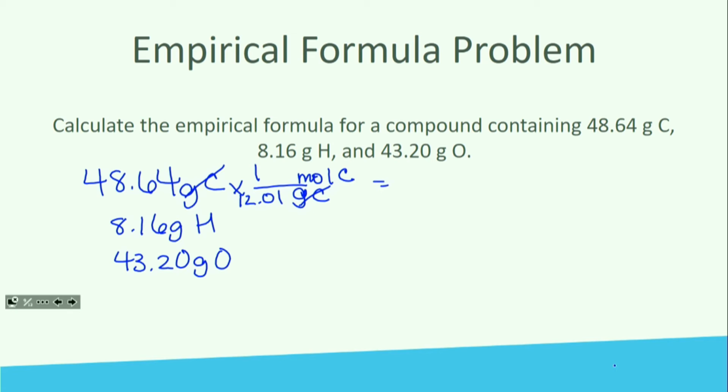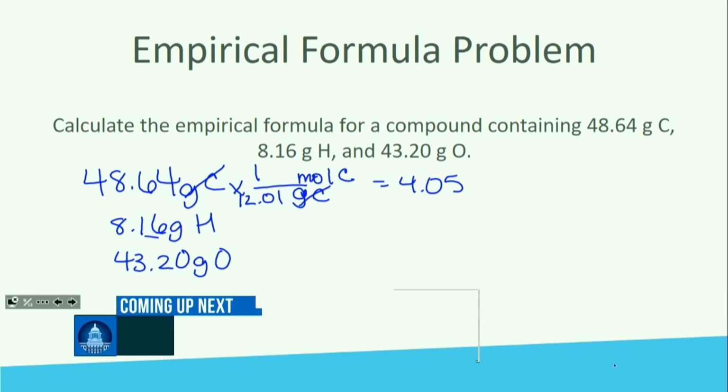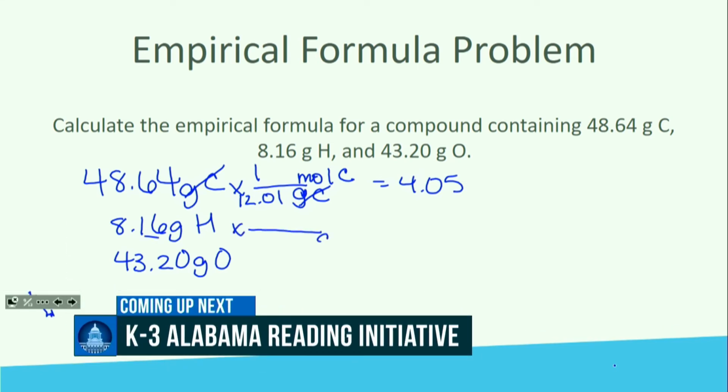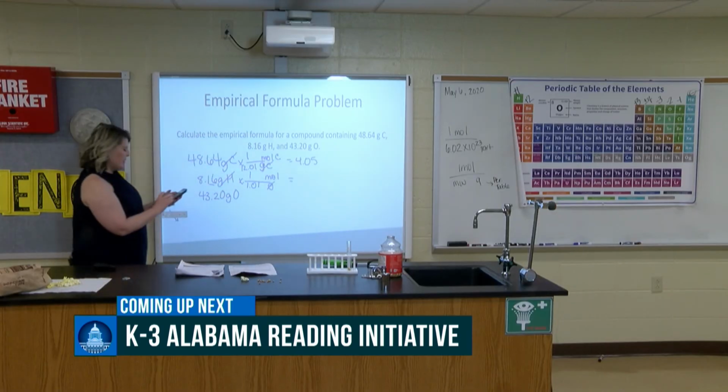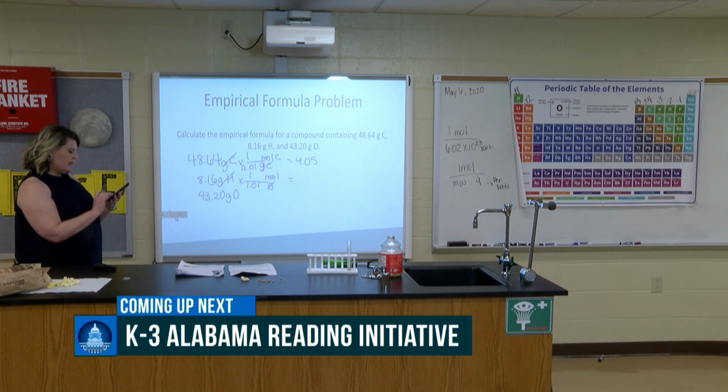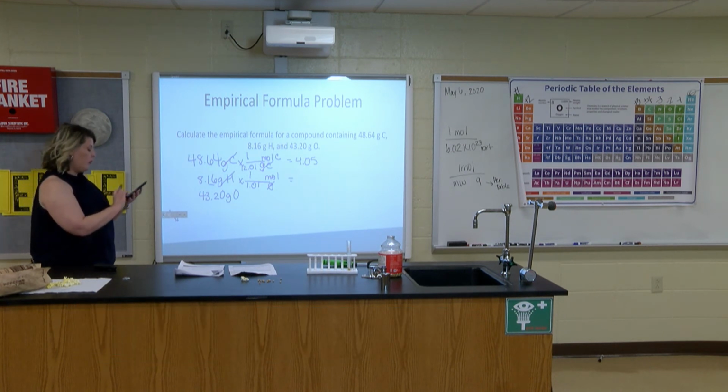So that's going to give me 48.64 divided by 12.01, which is 4.05. Now I'm going to do hydrogen. Grams of hydrogen goes on the bottom. On the top, we have moles of hydrogen. This is going to be 1 mole and 1.01 grams of hydrogen. We're going to cross out grams and grams, and I'm going to say 8.16 divided by 1.01.